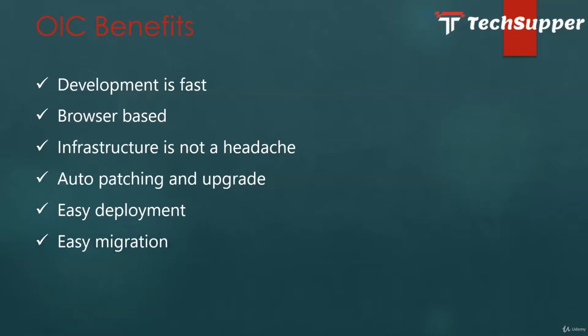It is very easy migration. If we need to promote our code from one instance to another, let's say I have two instances of OIC, one for development and the second for production. Once your integration is developed and tested, there are two migration tools. One is the export import utility and second is OIC REST APIs, which you can use to migrate your code within a second. You just need to export your integration and migrate it to the target instance.